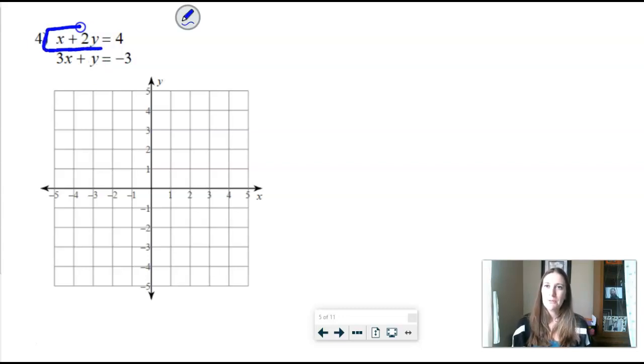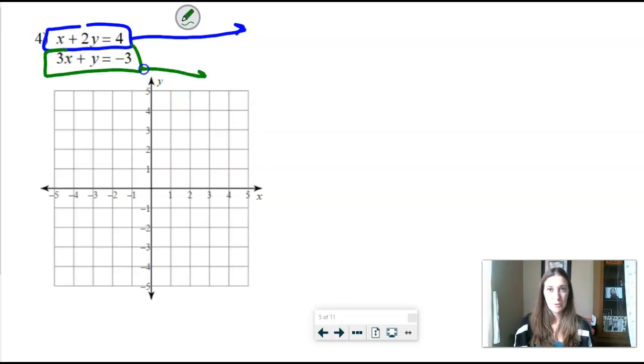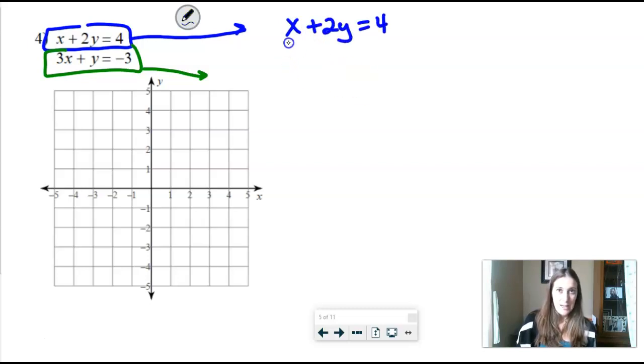All right, so for this equation, I'm going to do a little work over yonder. I'm going to get it solved for y. And I'm going to do similar work for this one, solving for y as well. So the blue one's going to take 2 steps. I'm going to start with x plus 2y equals 4. And I'm going to subtract x from both sides.